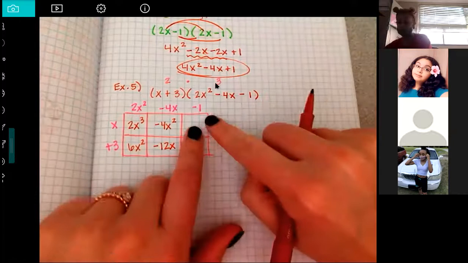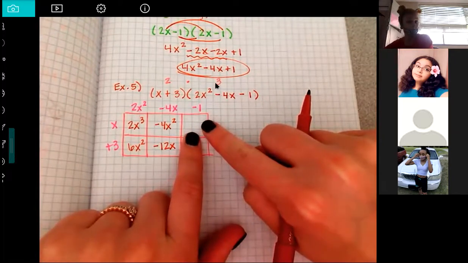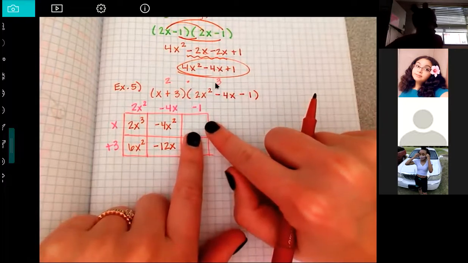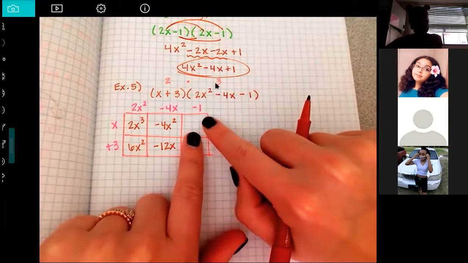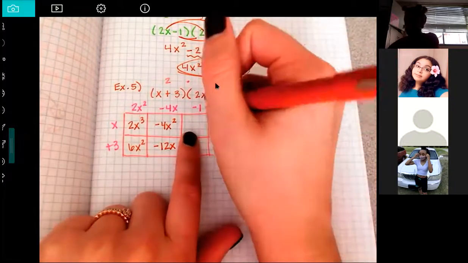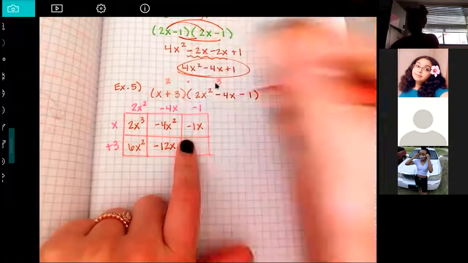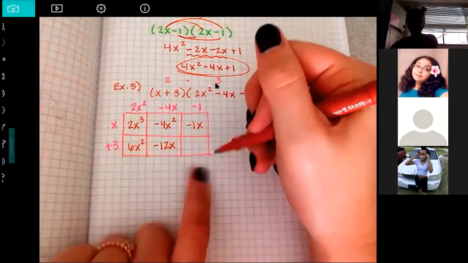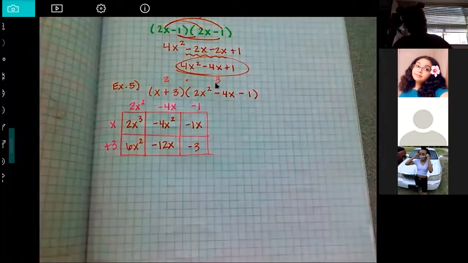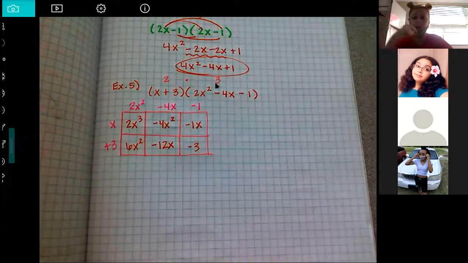Kershawn, you with me, babe? All right, you got this next box. What goes here? Come on, you said you were with me. What's x times negative 1? Somebody online help him out. Negative 1x. What's 3 times negative 1? Negative 3. Good. Remember, you are multiplying. You are not adding. A couple of y'all were adding on your homework last night.